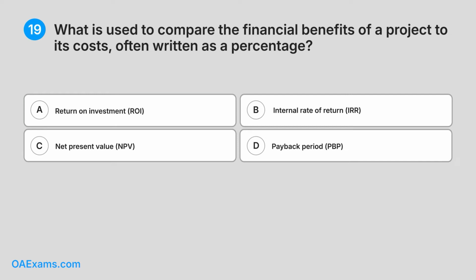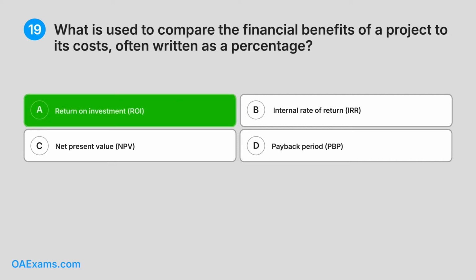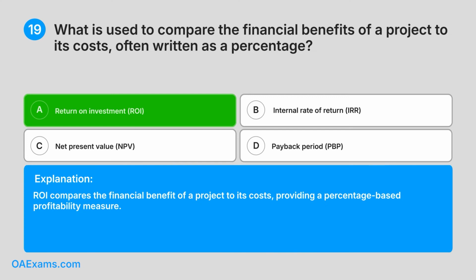Correct answer: A. Return on investment. Explanation: ROI compares the financial benefit of a project to its costs, providing a percentage-based profitability measure.